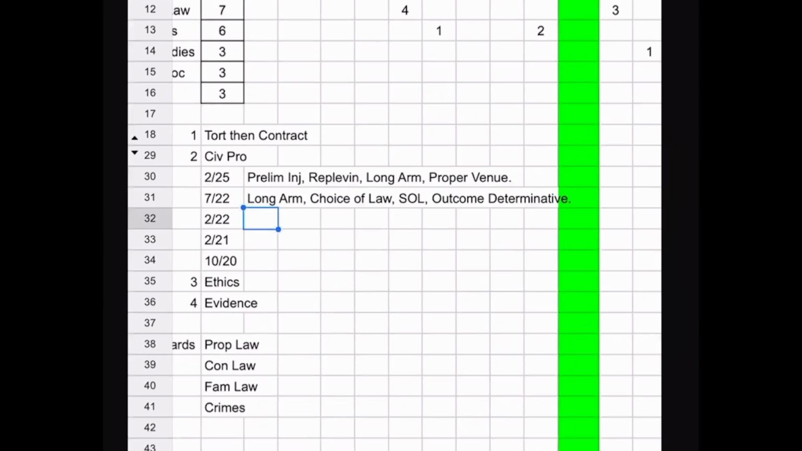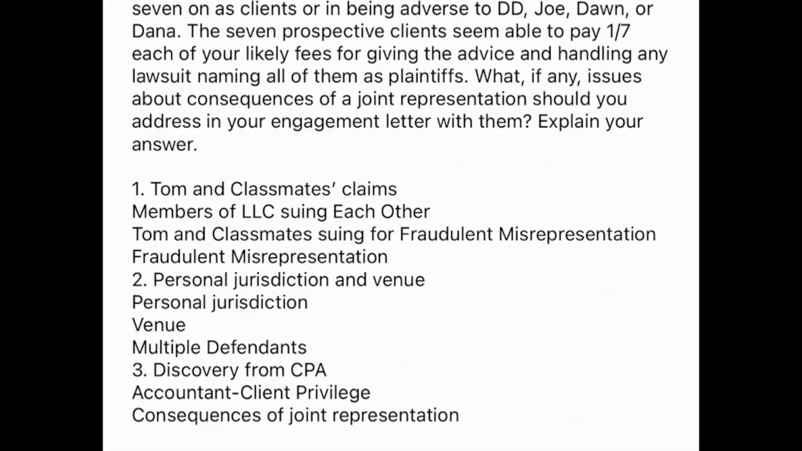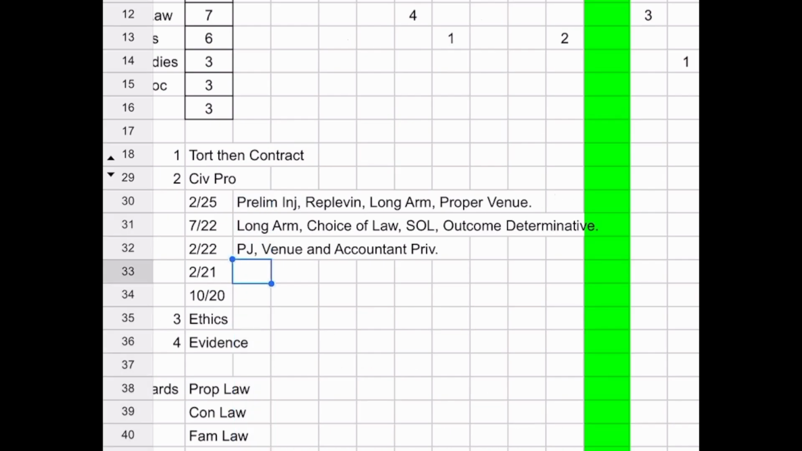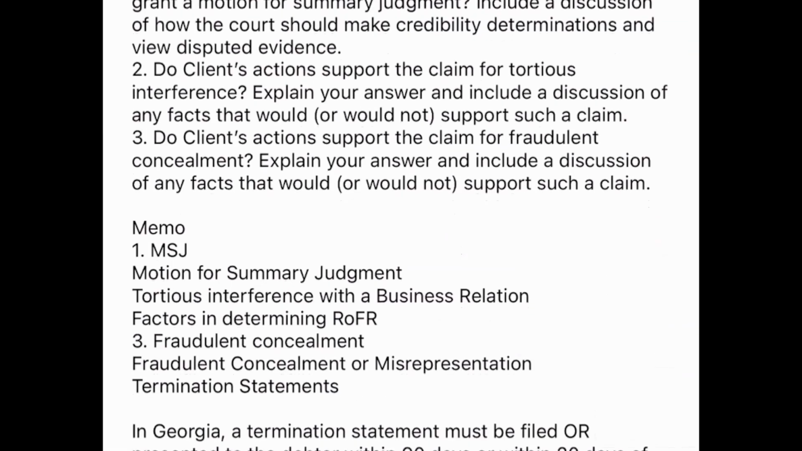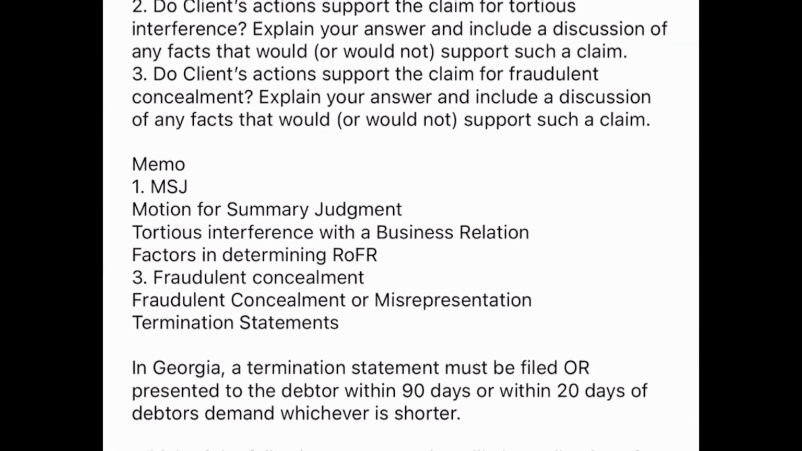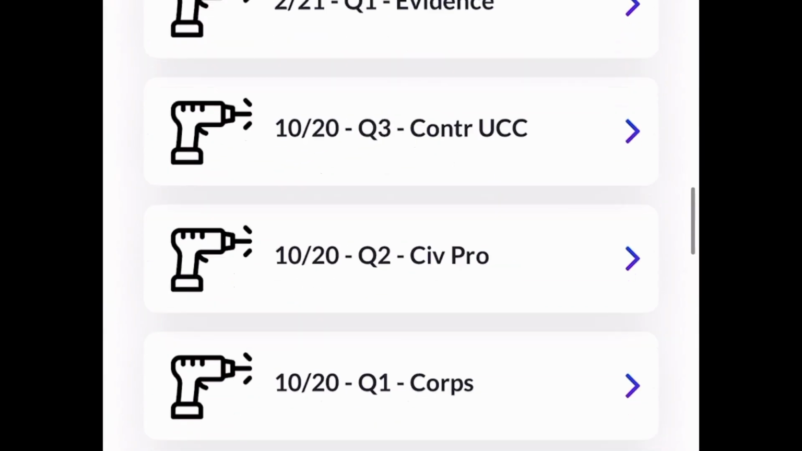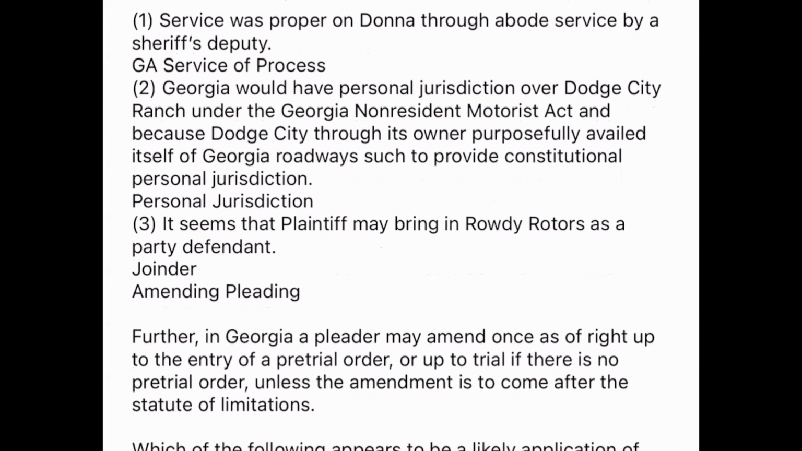Okay, let's go to February 2022. See what they did. Okay, class action, I think. No, not class action. PJ, venue, accountant privilege. Okay, let's see what they did in 221. MSJ, and termination statement. Okay, last one here. Pandemic exam. So 1020. CivPro. Question 2. Service of process.